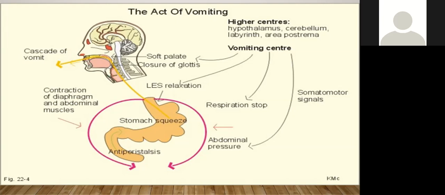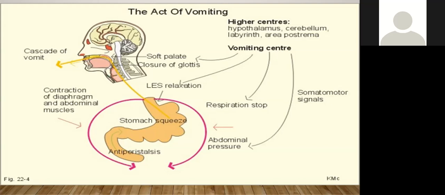I've got a slide which shows the whole mechanism of how the process of vomiting happens. Here we mainly look at the act of vomiting, which muscles and which regions are involved. The trigger of the vomiting comes from the vomiting center, and the vomiting center sends signals. First, it causes closure of the glottis. Then it causes an increase in the abdominal pressure, so the contents come from the stomach to the esophagus and then to the mouth and out.